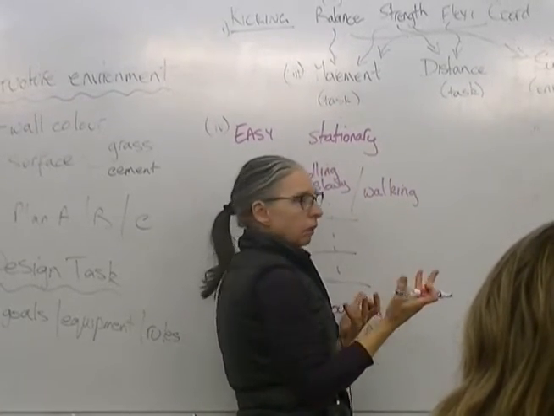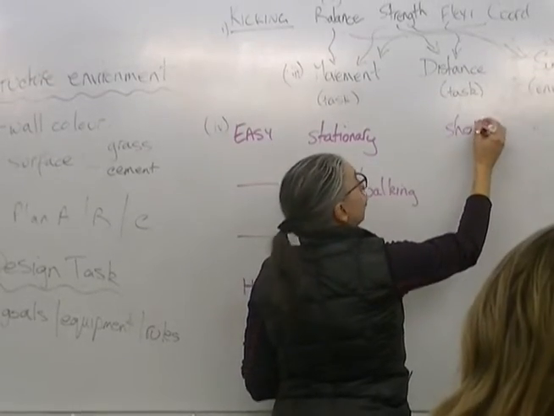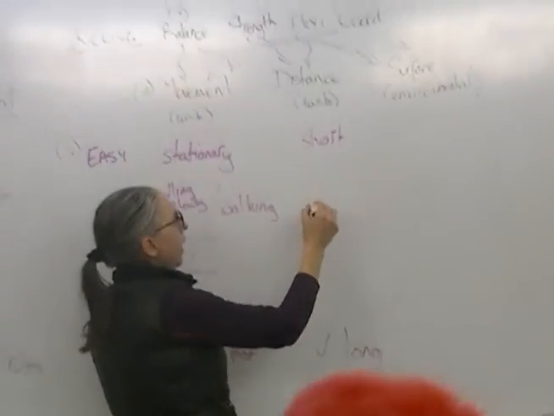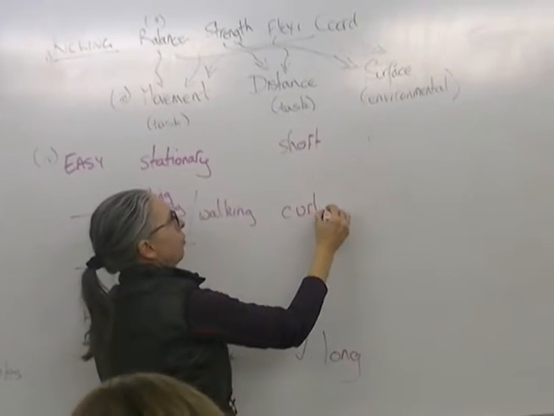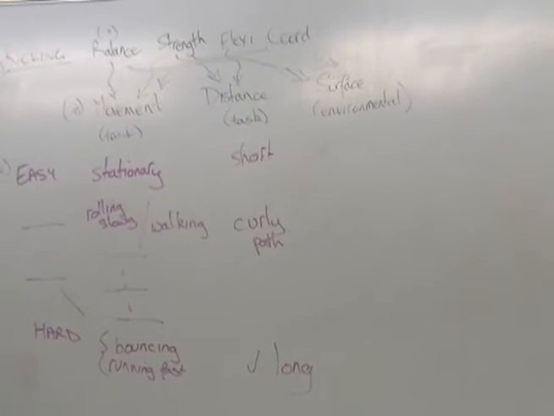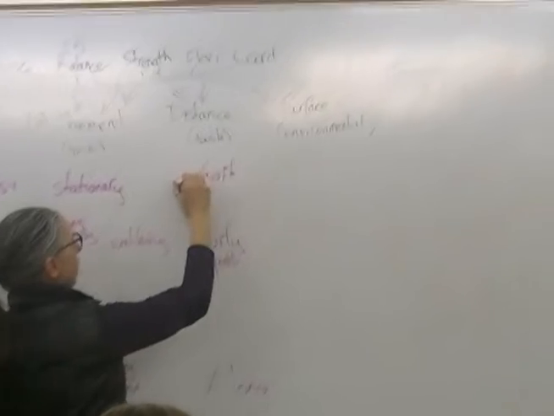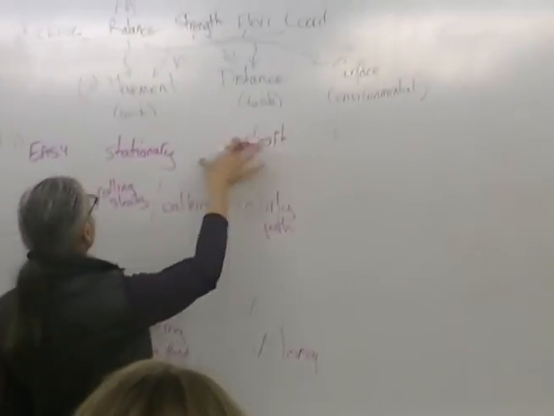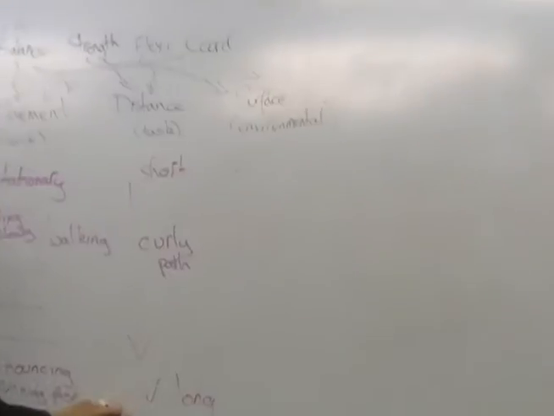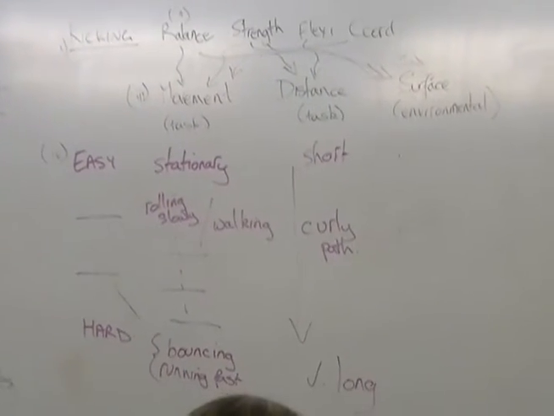Distance. A short distance. Right? A very long distance. Maybe a curly path. I don't know what the technical term for that would be, sorry. Right? So again, you get to pick here, as long as it goes from what you consider easy or simple to what you consider hard or difficult, you've created different levels of challenge on your continuum.